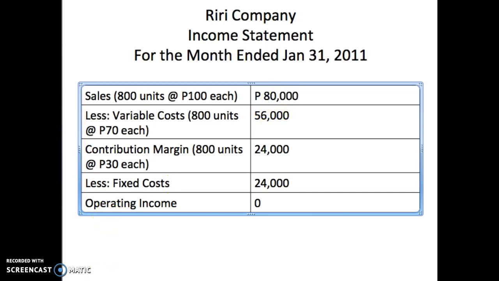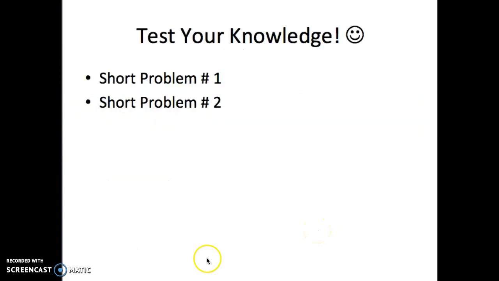There. So what you can see here is actually you don't have to memorize the formulas. You just have to know your income statement. You have to know how it looks like, and you have to know, or at least you have to remember your algebra. And that's it. As long as you have this format, you won't get lost with this lesson. So that's it. Given that, I leave you to test your knowledge.